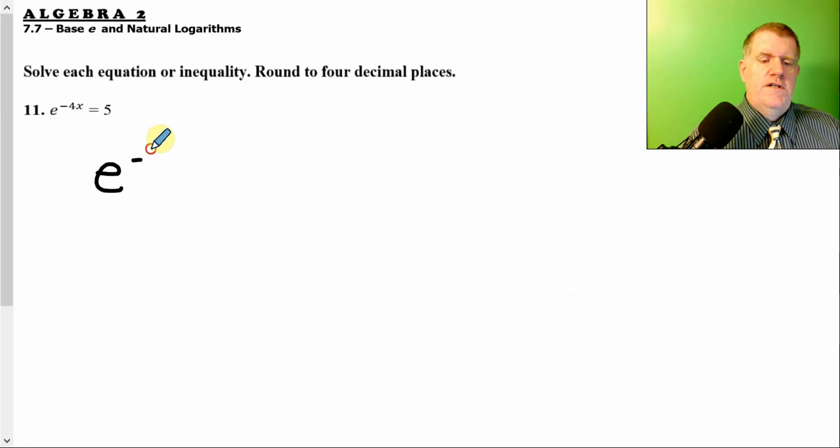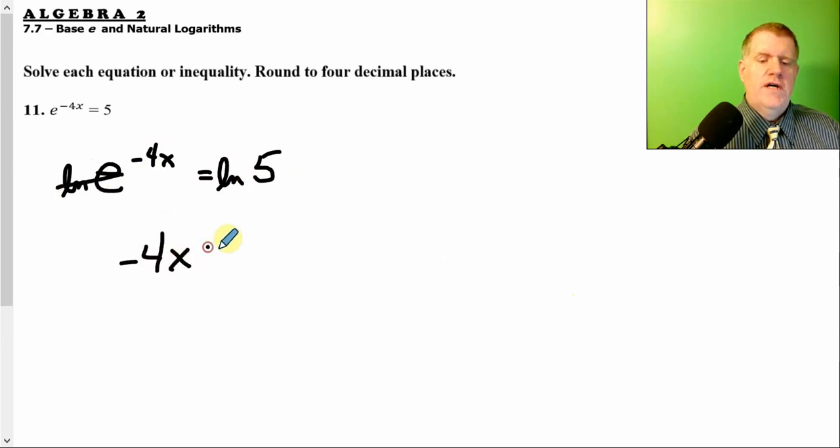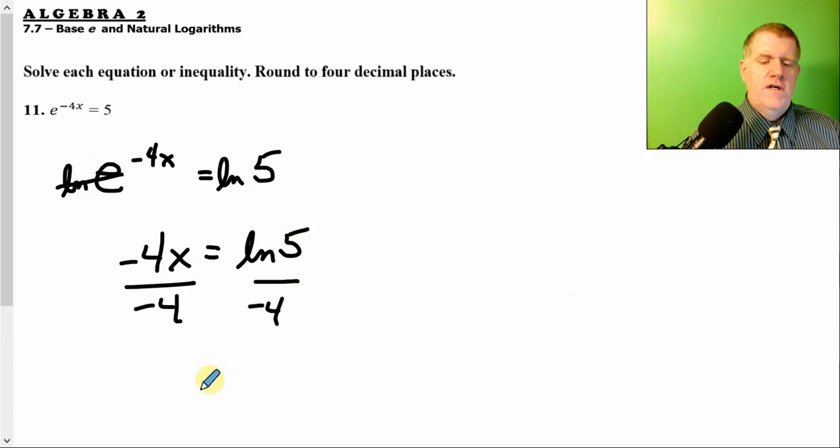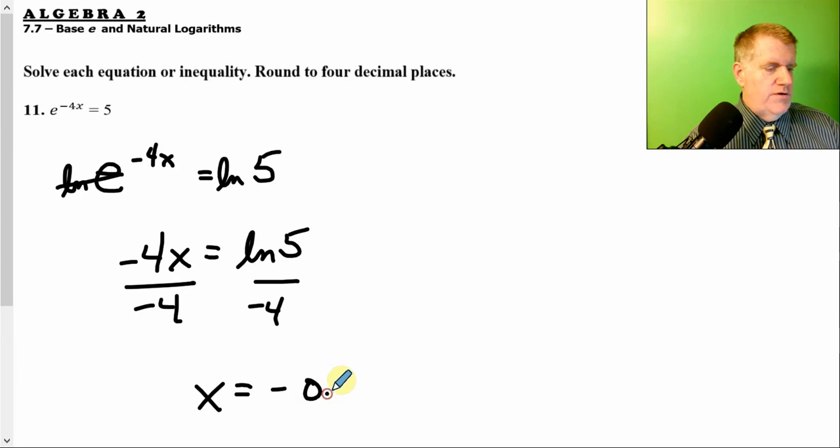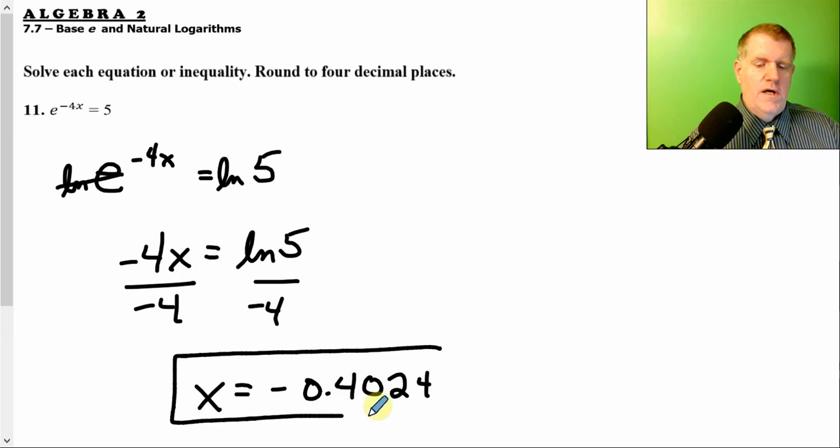E to the negative 4x equals 5. Well, an inverse of e is natural log. Gone. Negative 4x equals natural log of 5. Got to divide this by negative 4. So x is going to equal negative 0.4024. All right.